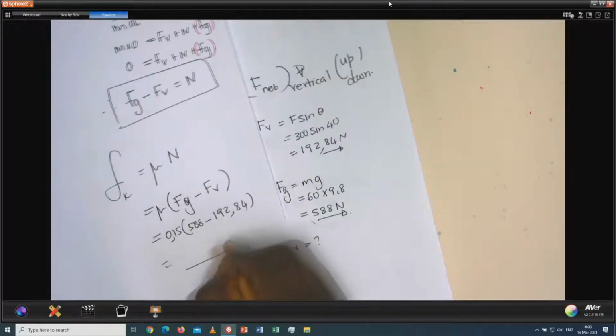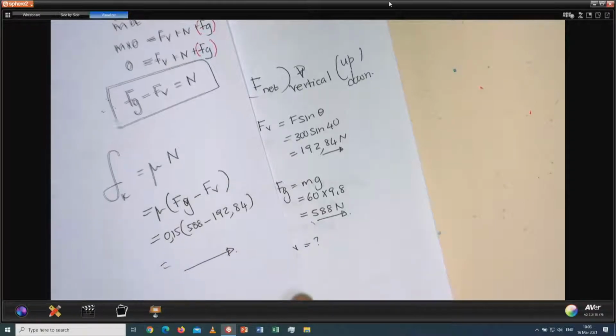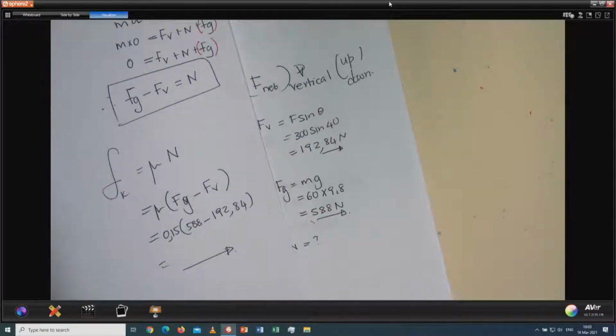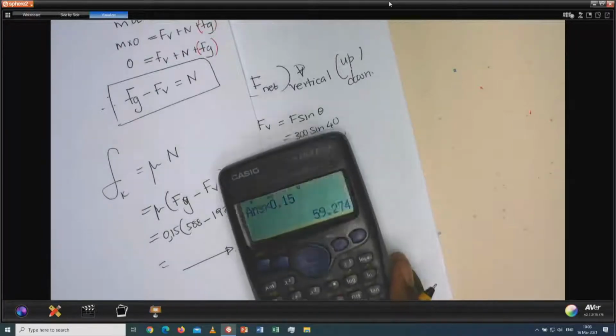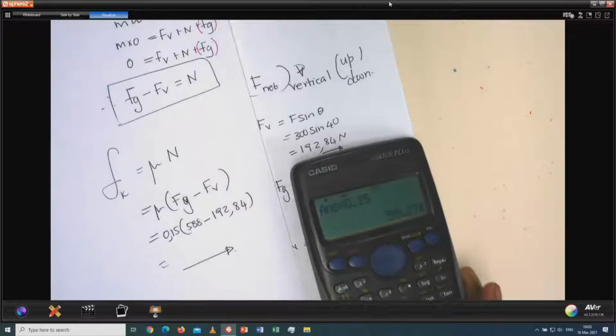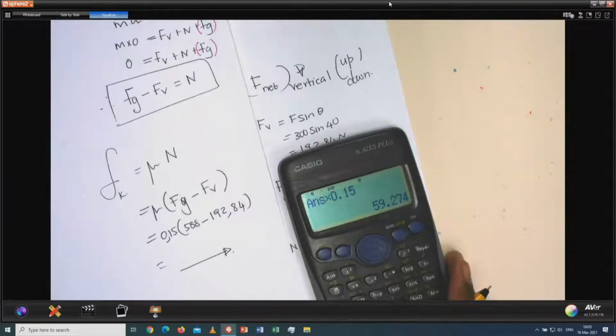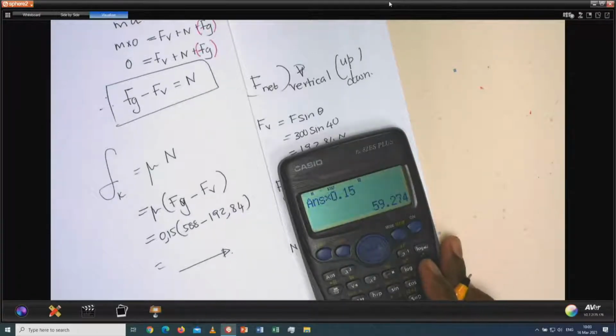And then you calculate your frictional force. Let's see. 588 minus 192.84, times 0.15. Then you'll get a frictional force, like 59.27. You calculate work done by frictional force, and you calculate your net work done.